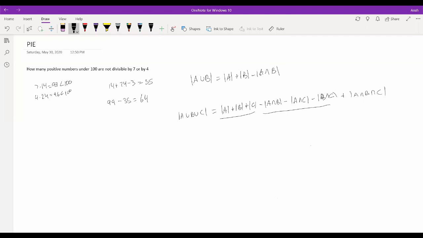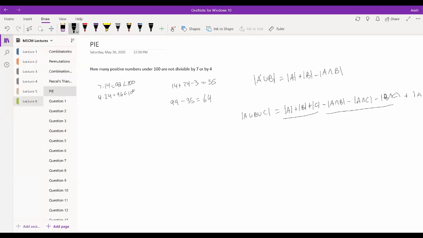So this basically just shows that when counting in different sets, we have to make sure not to overcount elements that are shared between both sets. So now we'll move on to some of the competition problems.